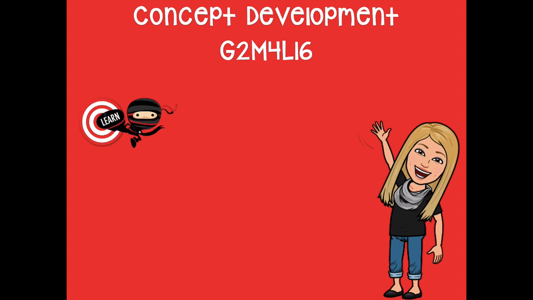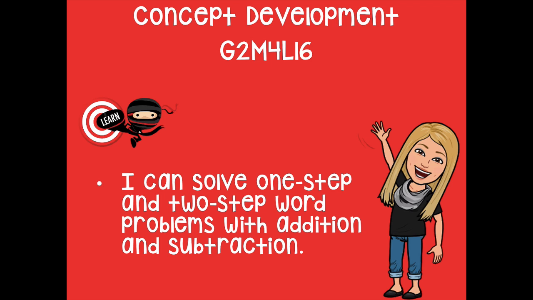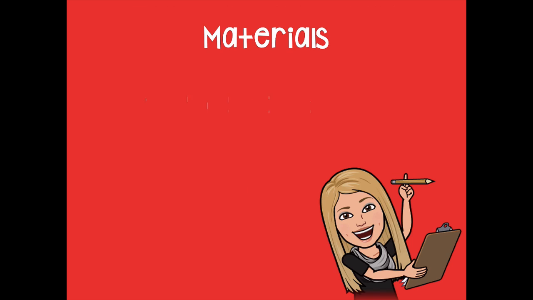For our lesson today, we're going to talk about problem solving. So your learning goal says, I can solve one-step and two-step word problems with addition and subtraction. The materials that you'll need for this lesson are your dry erase board. So make sure you grab that before we get started.